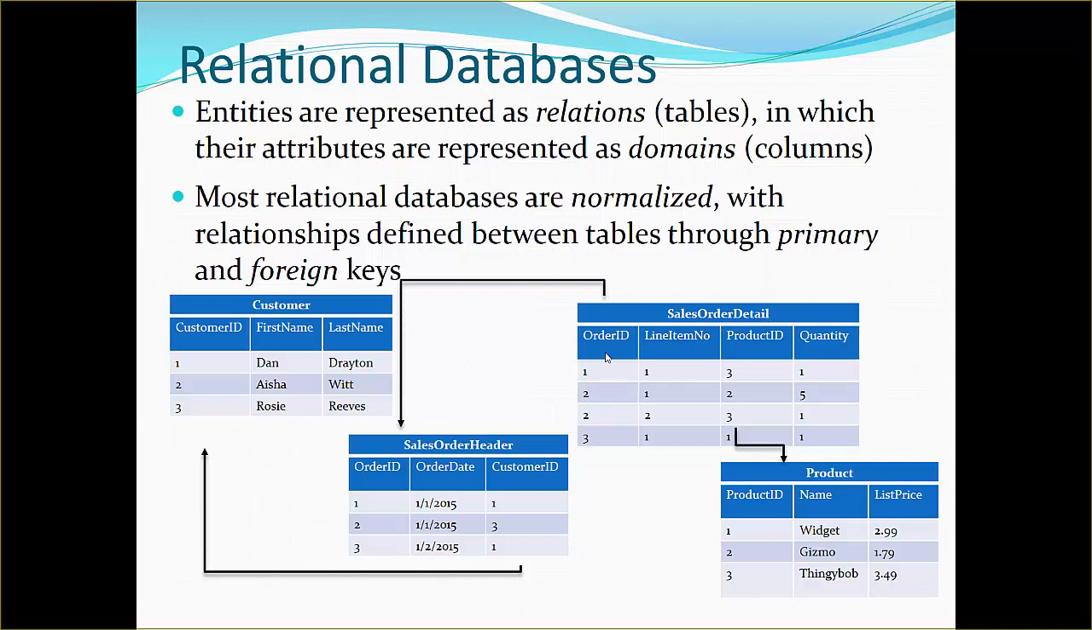In the sales order detail, the primary key is a composite key, meaning that it is made up of the order ID and the line item number. All right, a composite key being a primary key that has more than one constituent column. All right, that is a composite key.